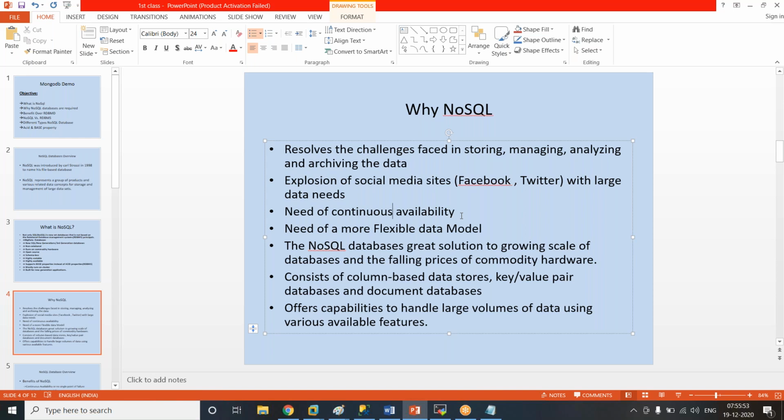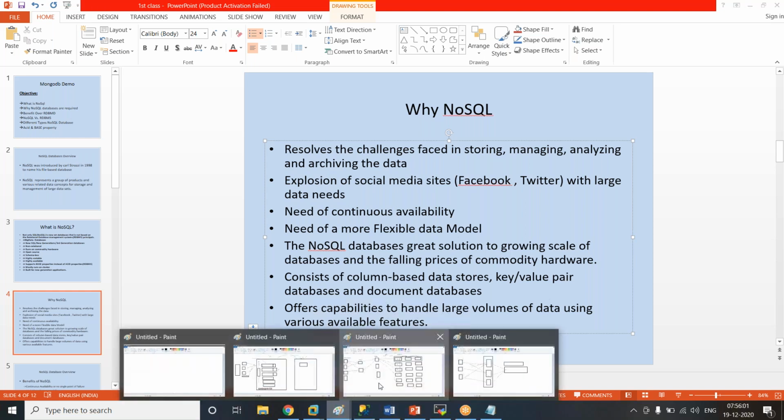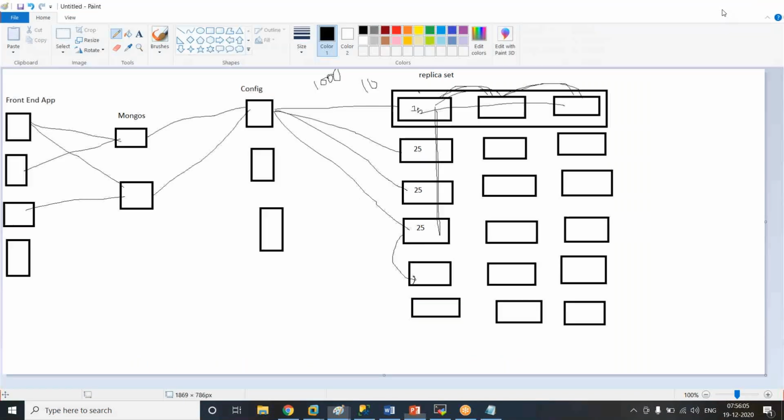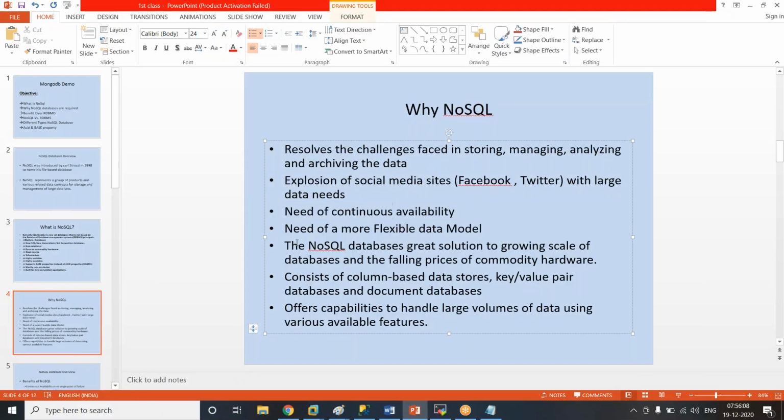To sustain the system or business, you need to give continuous availability of the system. If not, you're gone. Continuous availability comes with the distributed computing model, where every copy has its own protection at the chunk level. Need of a more flexible data model. It is absolutely flexible. You can load any kind of data. By nature it is flexible, so no need to say much about the flexible data model.